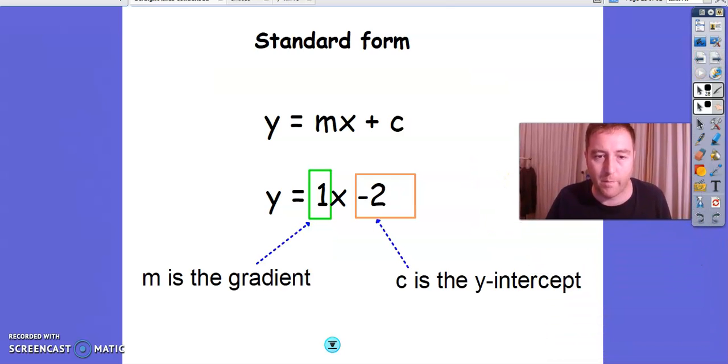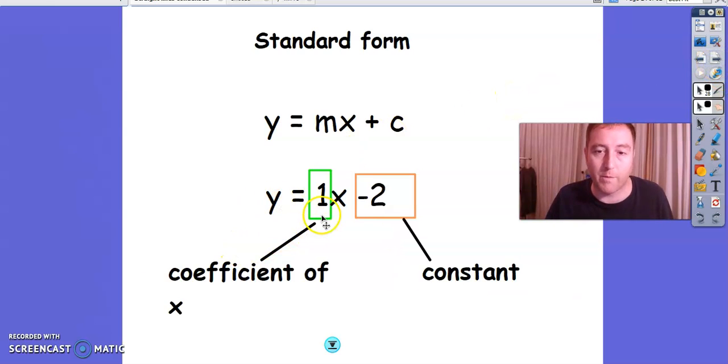Now m is the gradient, how steep the line is. So m, the number in front of x, tells us how steep a line is. And then c, the constant number, is the y-intercept, where a line crosses the y-axis. Now, a bit more language here again. The number in front of x is called the coefficient of x, which is useful to know, and a number on its own is called a constant.